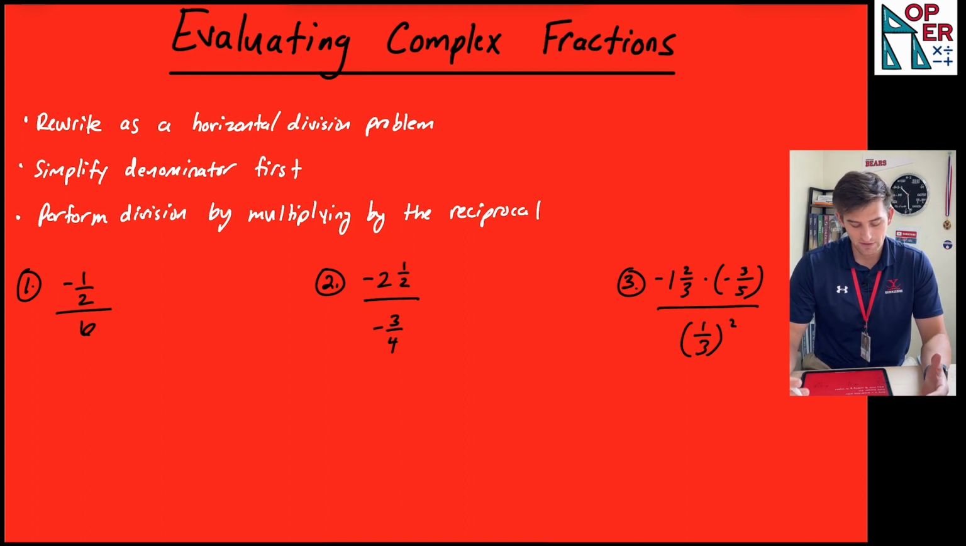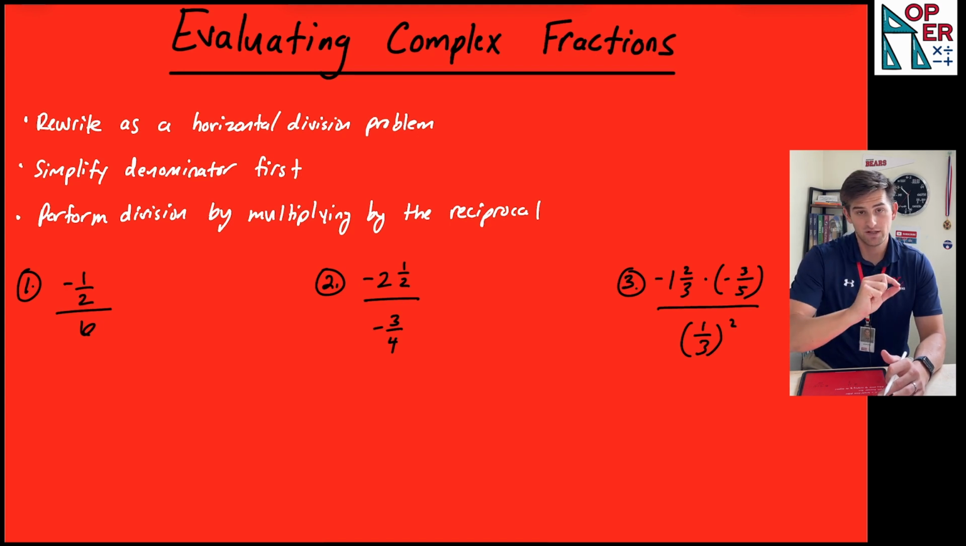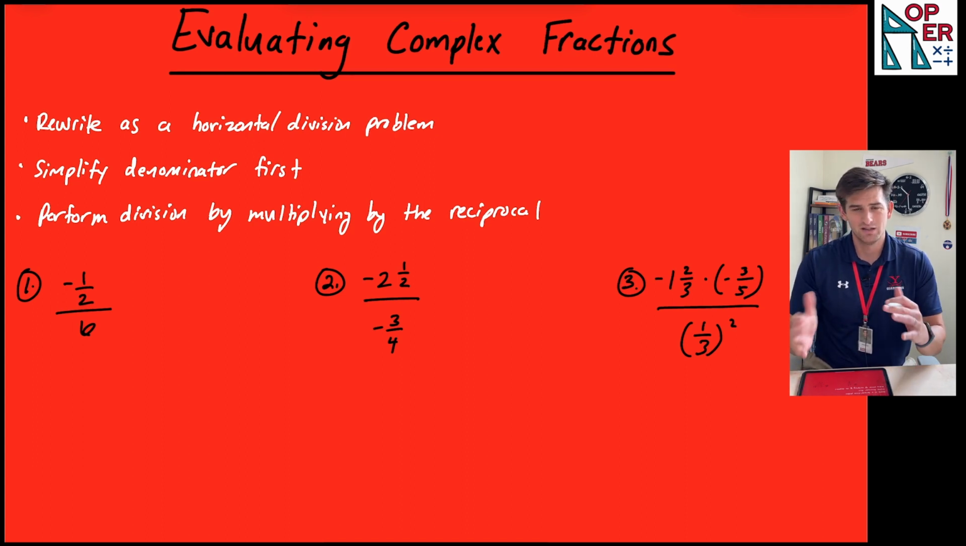So first of all, we want to rewrite it as a horizontal division problem. This always helps you see it better. And then you can know, okay, if I'm dividing, I'm supposed to keep the first fraction, flip the second fraction, or take the reciprocal, and then change from division to multiplication. So that's kind of step one.